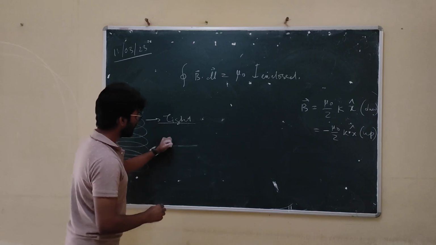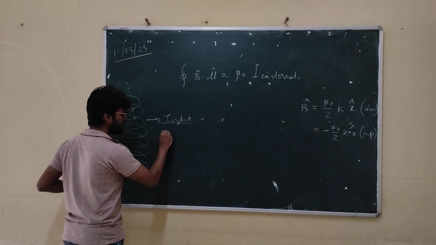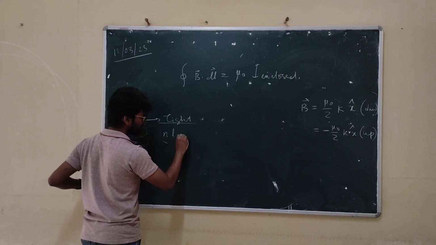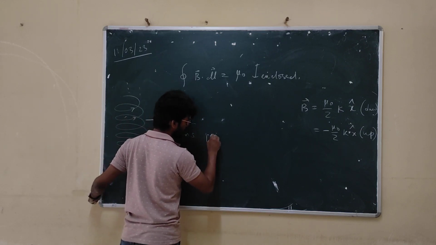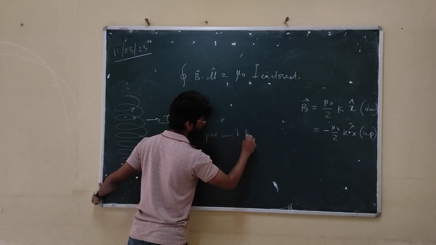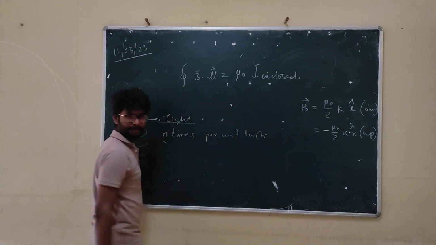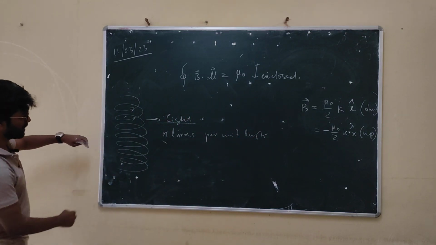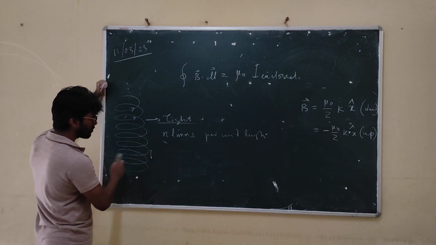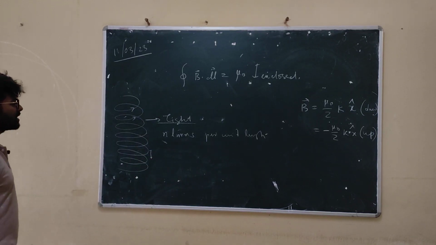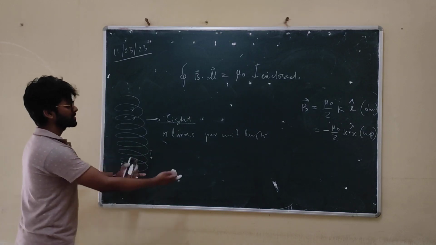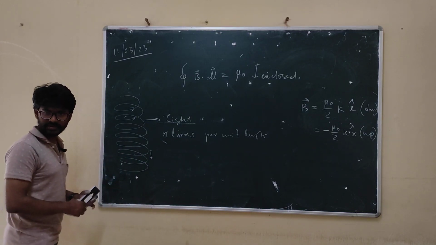And there are n turns per unit length. So in a unit length there are n number of turns. Okay. So what is the magnetic field inside? What is outside? This is the question.